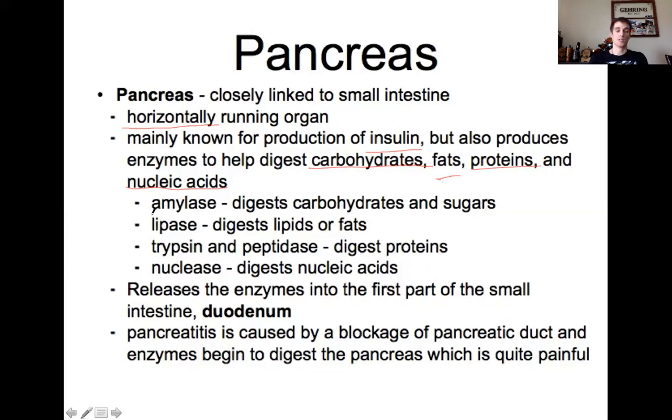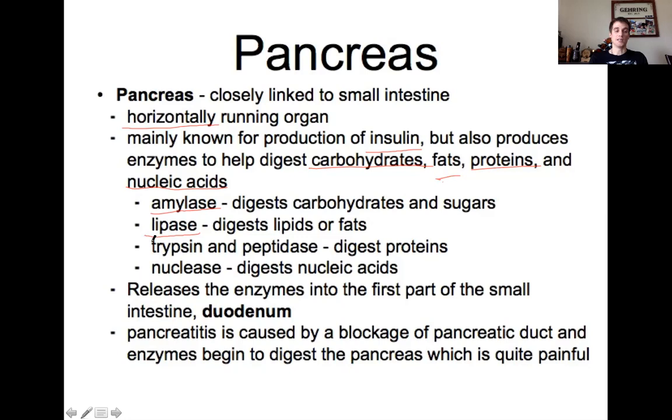One, we have amylase. Amyl, M-Y-L, refers to sugar, and ASE is an enzyme. So amylase is an enzyme that breaks down sugars or carbs. Lipase, L-I-P, kind of goes with lipid. Lipids are fats, so L-I-P refers to fats. This is an enzyme that breaks down fats.